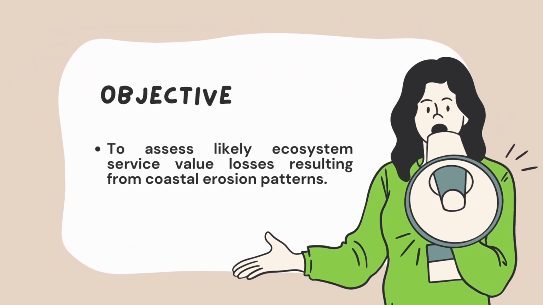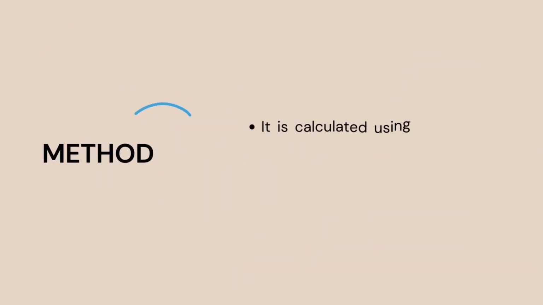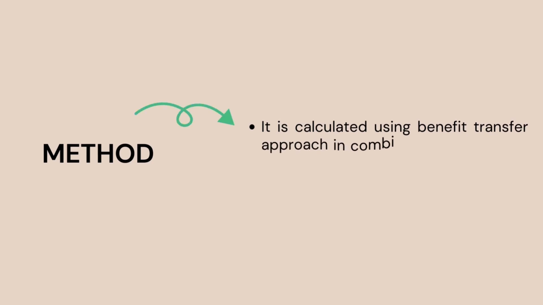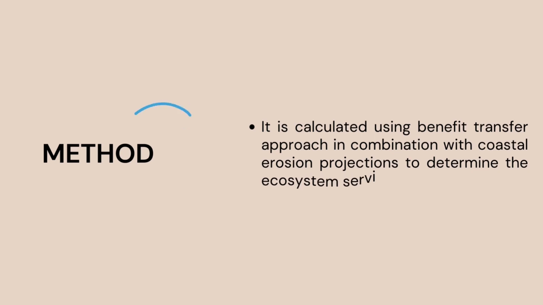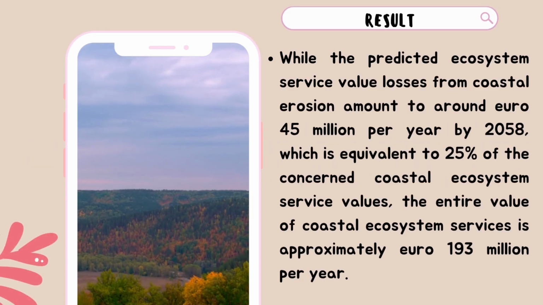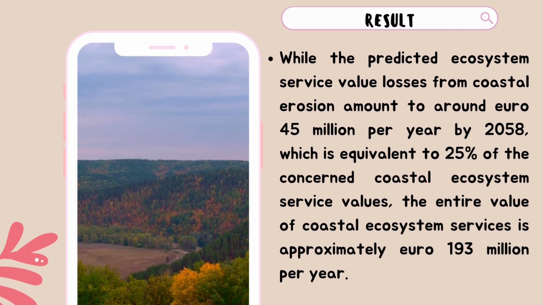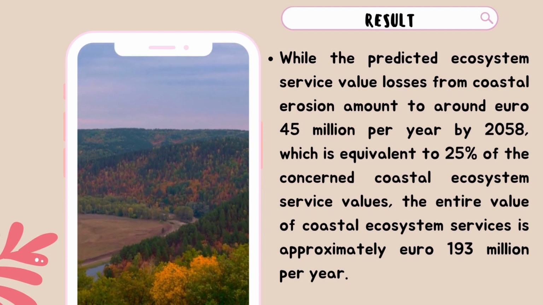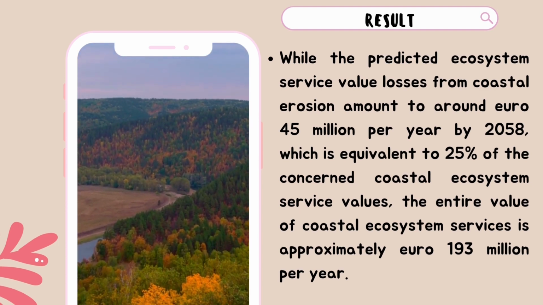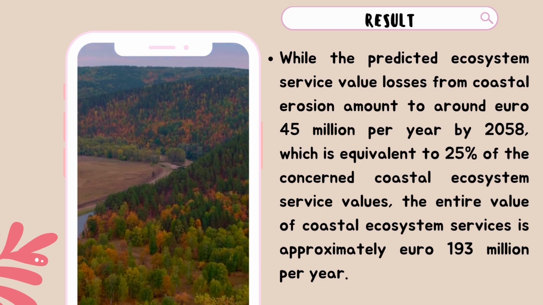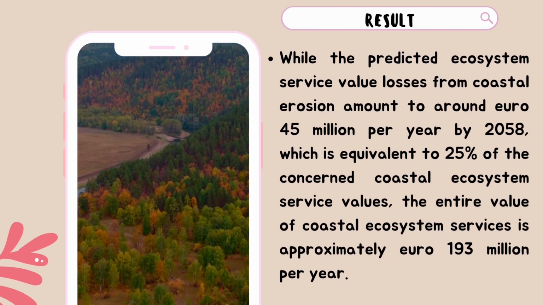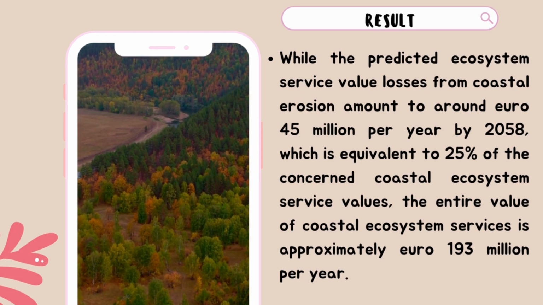The objective is to assess likely ecosystem service value losses resulting from coastal erosion patterns. The method in this case study uses a benefit transfer approach in combination with coastal erosion projections to determine the ecosystem services value losses. For the result, the predicted ecosystem service value losses from coastal erosion amount to around €45 million per year by 2058, which is equivalent to 25% of the concerned coastal ecosystem service values, the entire value being approximately €193 million per year.